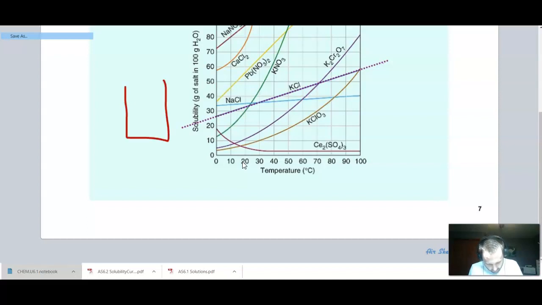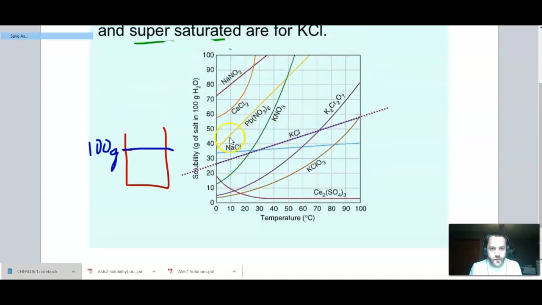So the way that we would do that is, let's say I had 100 grams of water. So I have 100 grams of water here, right? Because that's what these tables are always per. And I dumped in at 25, so let's pretend that we're still at room temperature, I dumped in 37 grams of this KCl. Well, if I dump in 37 grams, the solution can only dissolve 35.